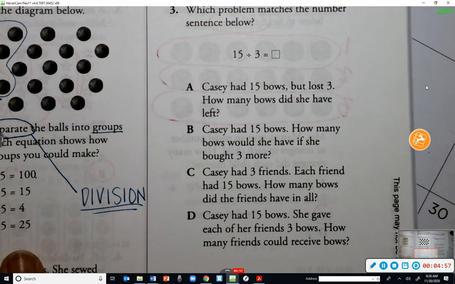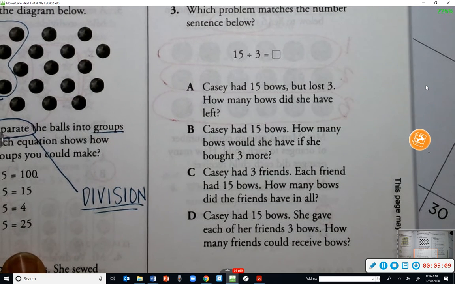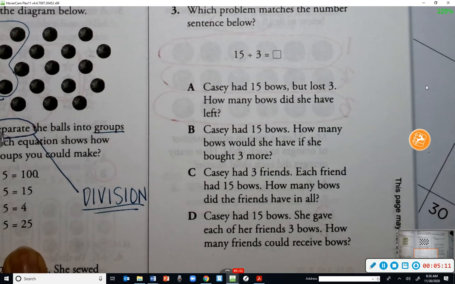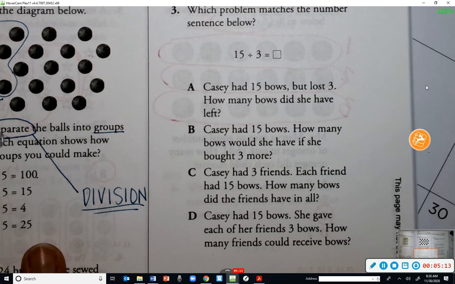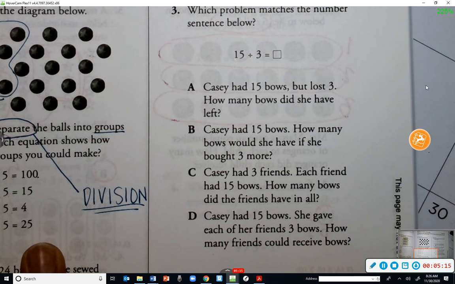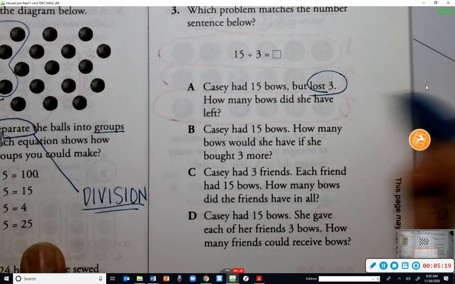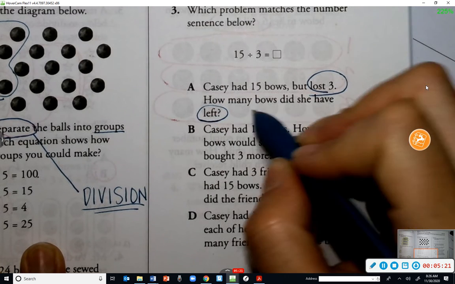All right, Kelsey, you want to read A? Casey had 15 bows but lost 3. How many bows did she have left? Okay, what does that sound like? It sounds like a subtraction problem. Raise your hand if you agree. Everyone should be raising their hand. That is subtraction. If I lose 3, how many does she have left? That is subtraction.